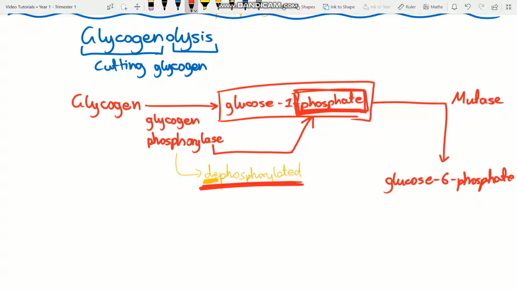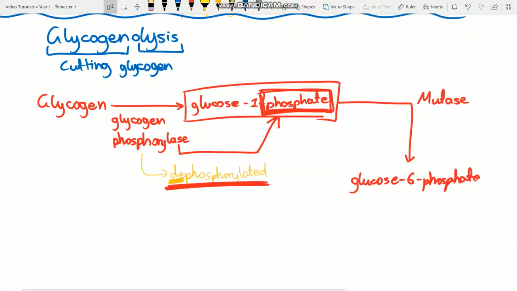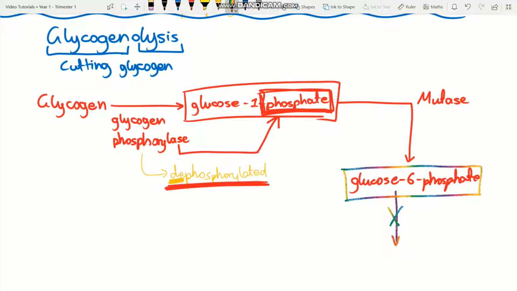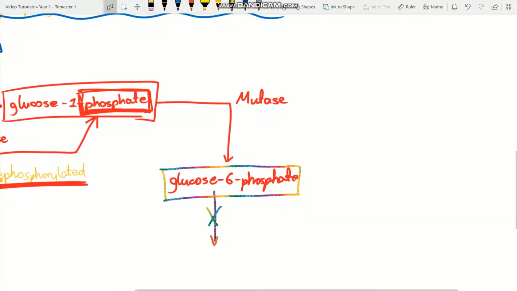Now, something very important happens at this stage. The skeletal muscle in your body doesn't actually have the enzyme that will allow for the conversion of glucose 6-phosphate into glucose. So, in skeletal muscle, glucose 6-phosphate stays as is and can be used directly in the process of glycolysis in order for the production of energy.